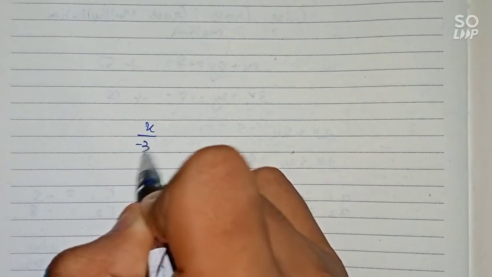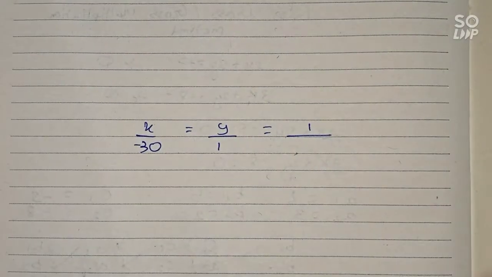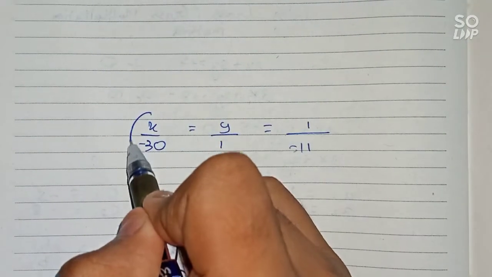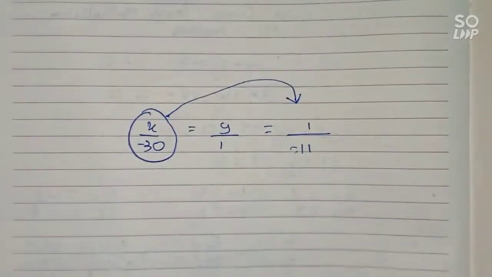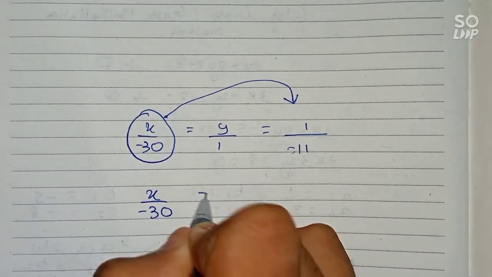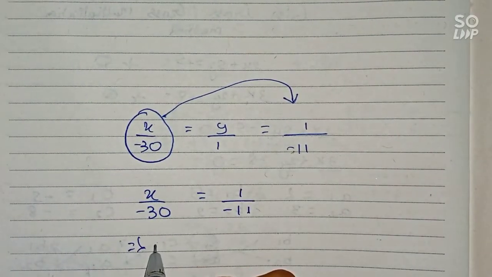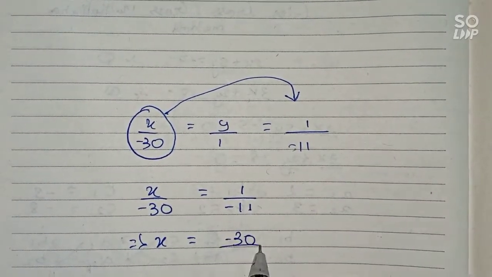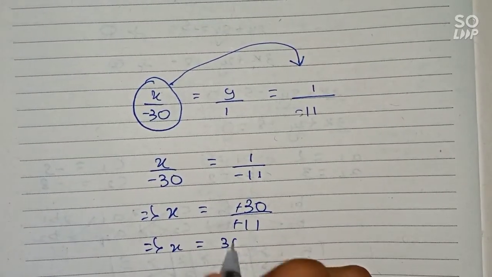So here, write it once more: x by minus 30 is equal to y by 1 is equal to 1 by minus 11. Now our final task is to find out, first this number will be equal to this number. That means x by minus 30 will be equal to 1 by minus 11. If we solve this, we will get the value of x. So x will be equal to, minus 30 will go for multiplication, that means minus 30 by minus 11. We cut the minus signs. So x will be equal to 30 by 11. So this is the value of x.